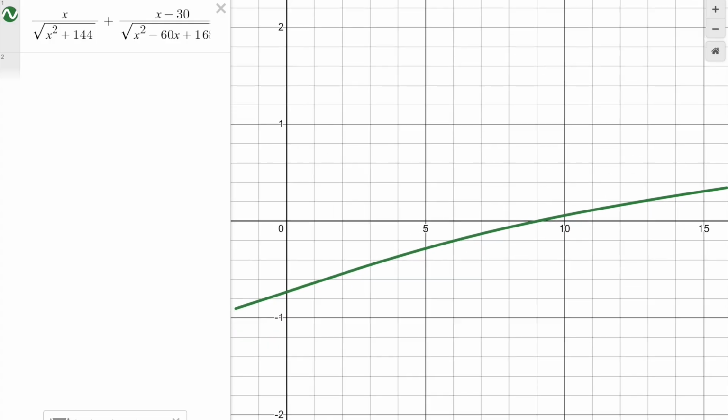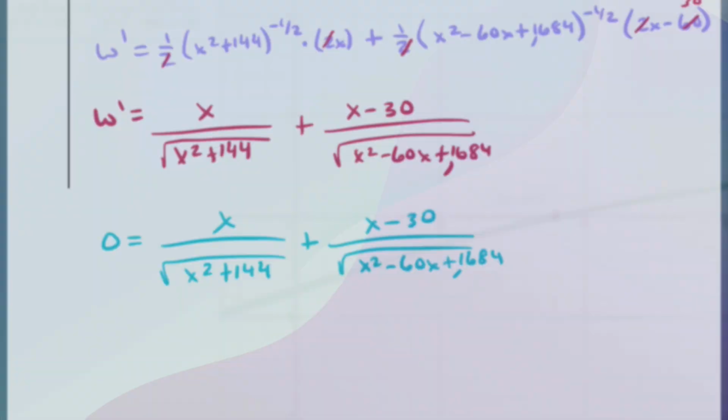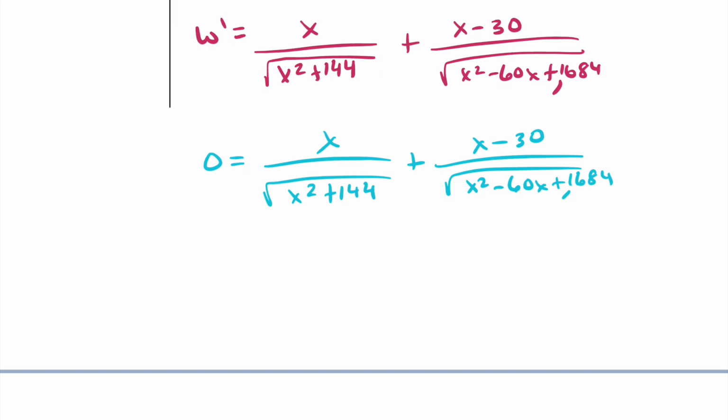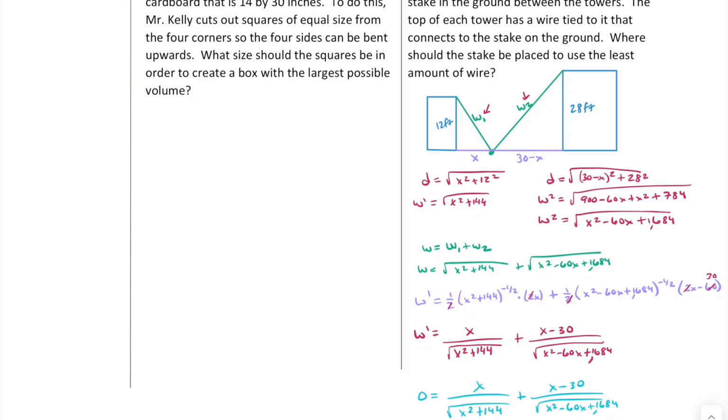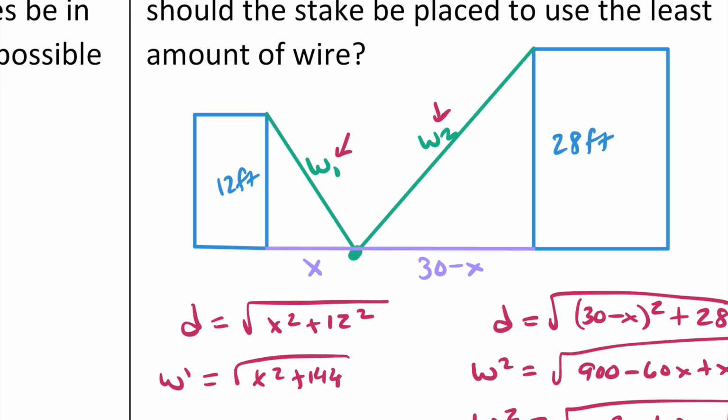So in your TI-84, you would calculate it. Oh, it's exactly 9. So we're going to say x has to equal 9. If here x was equal to 9, then 30 minus x is equal to 21. So here this is 21 feet. This is 9 feet.